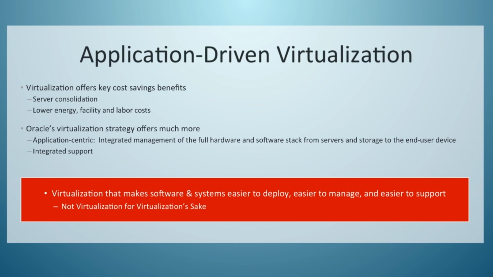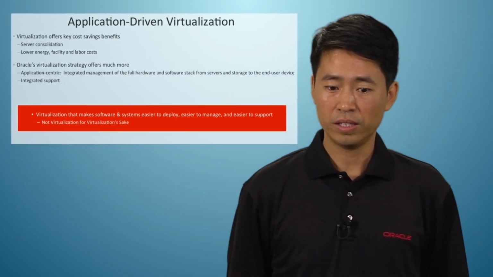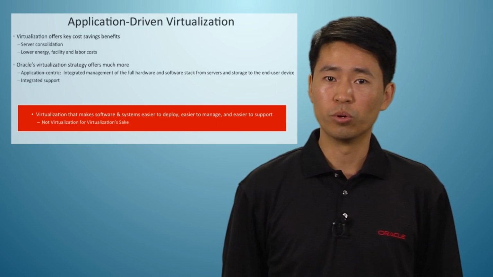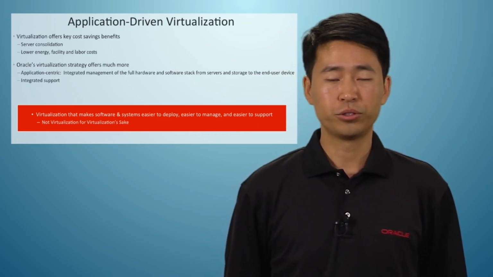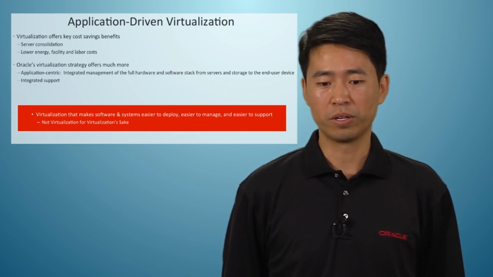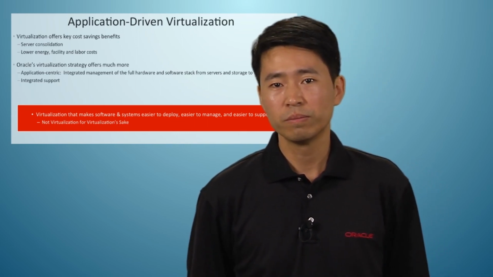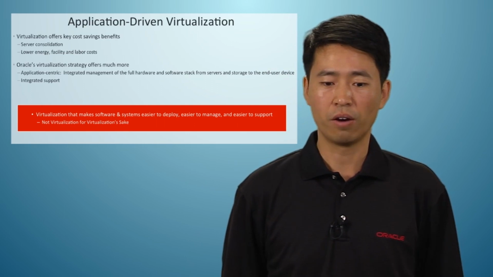Application virtualization has been the main theme for Oracle's virtualization offering. A number of virtualization vendors offer key cost-saving benefits, including Oracle VM and some other virtualization solutions. For example, server consolidation. When you consolidate more and more workloads onto the same physical hardware, you have lower energy, facility, and labor cost. Those are the common benefits with many virtualization offerings.